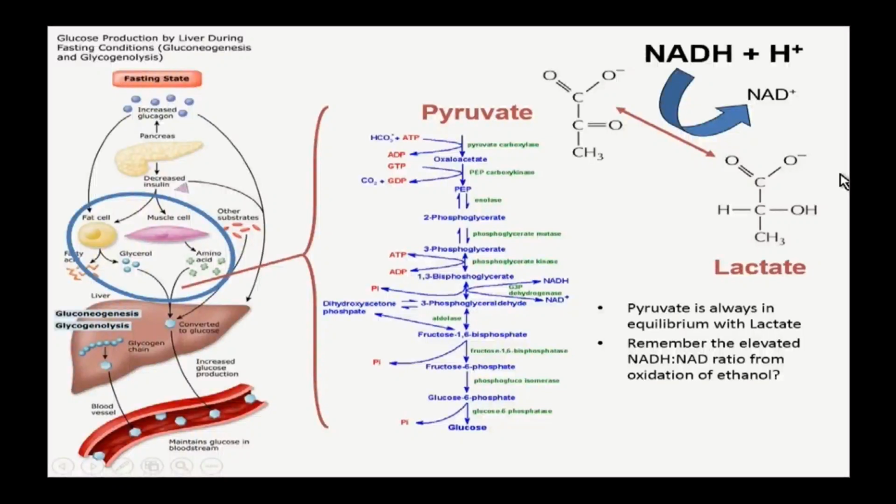And remember, we shifted the NADH to NAD ratio while ethanol was being oxidized. So every time a molecule of pyruvate is made with the intention of gluconeogenesis, instead it gets shunted over into lactate. You're not making enough glucose and you can become hypoglycemic. This is just an application of Le Chatelier's principle.